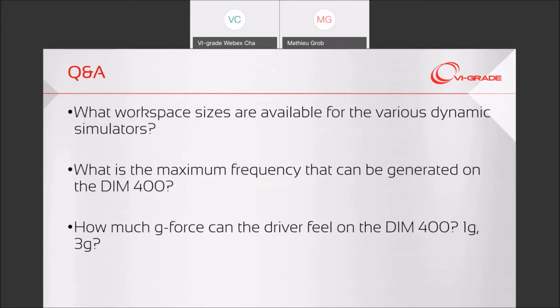And then finally, how much G-force can the driver feel on the DIM 400? I suppose they mean peak G-forces. Yes. On the G-force you can feel, the X and the Y are 1.5 G, and on the Z it is 2.5 G.